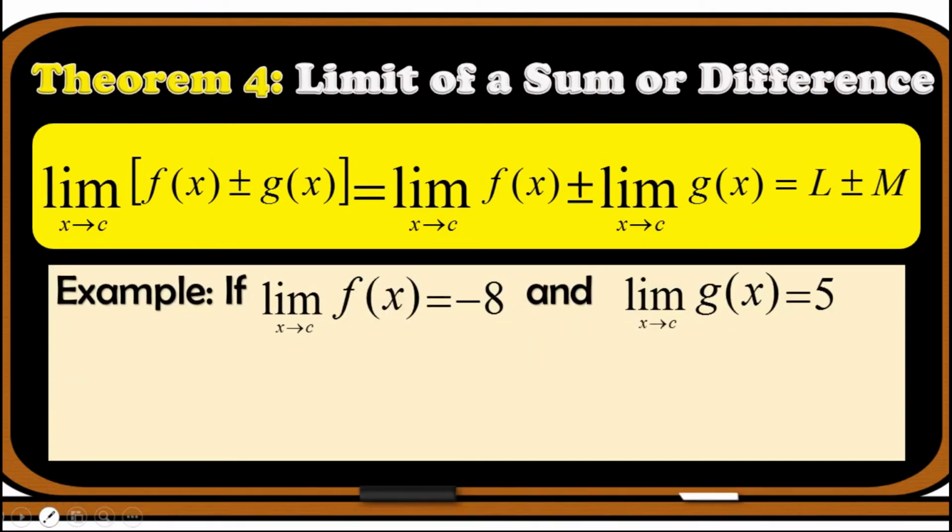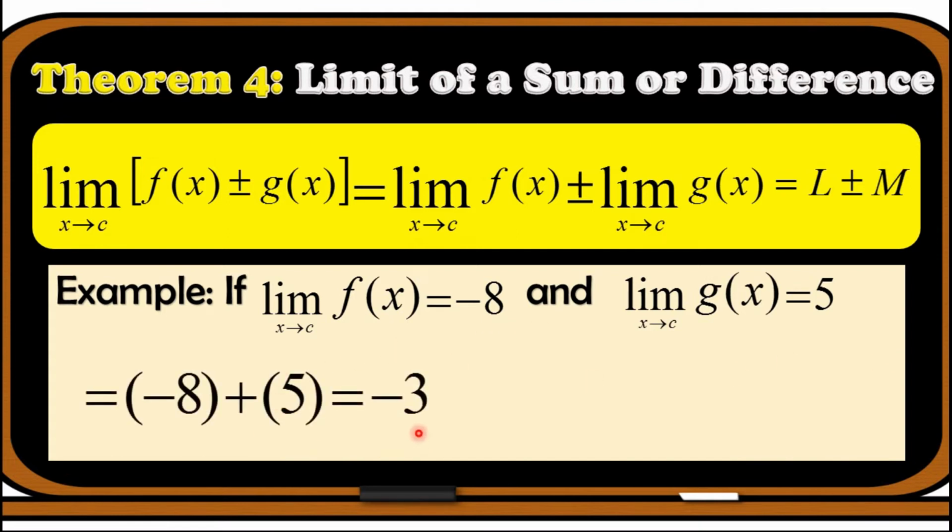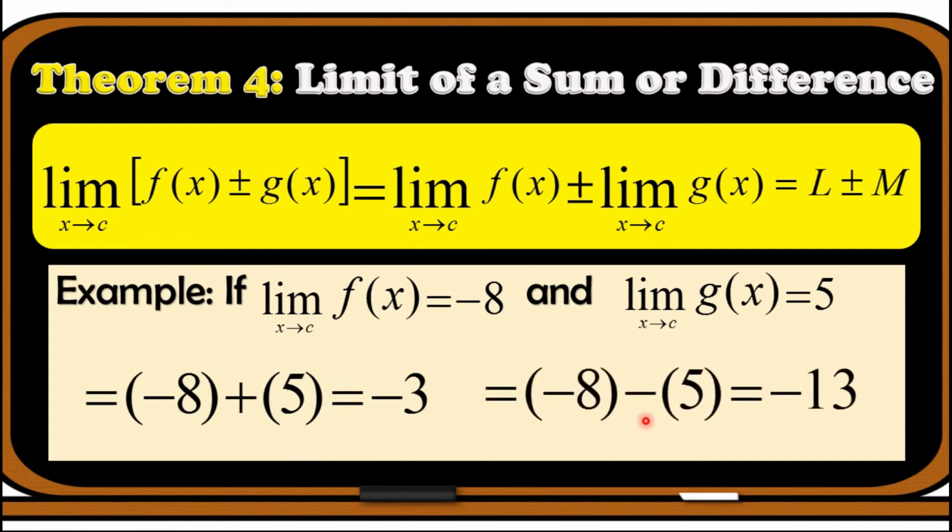Here is our example. If the limit of f of x as x approaches c is equal to negative 8, and the limit of g of x as x approaches c is equal to 5, then if we're asked to find the sum of the limits, we'll just simply add negative 8 and 5, and the answer is negative 3. And if we are looking for the difference of the limits, we have negative 8 minus 5. This gives us negative 13.